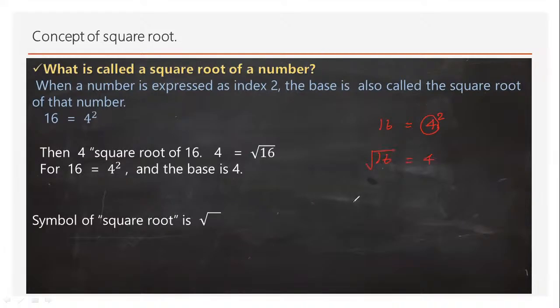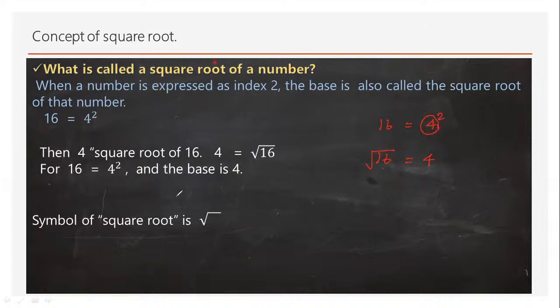The square root of 16 equals 4 here. Now look at this one. 4 is the square root of 16. 4 equals the square root of 16. Right? And then the base is 4 here. Here the base you can see is 4, and here the index is 2. Then the base is the square root of this number.